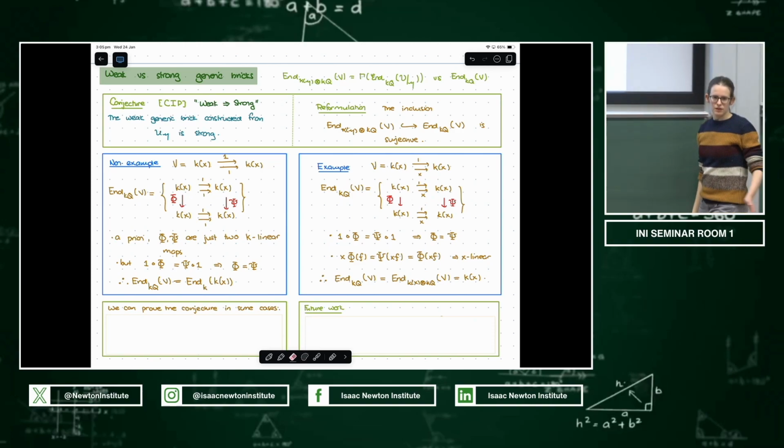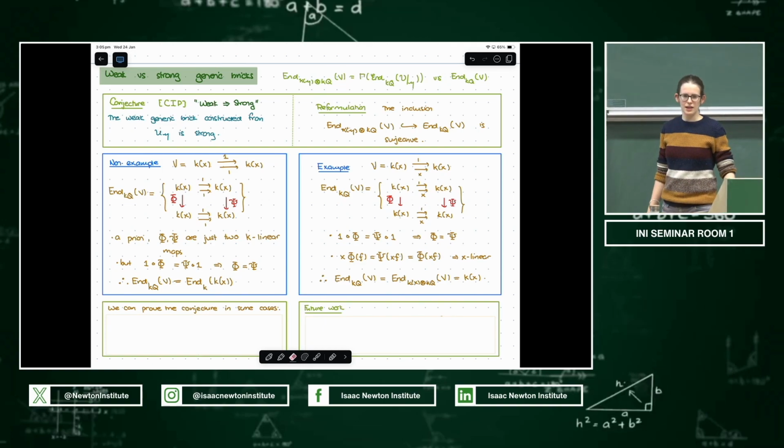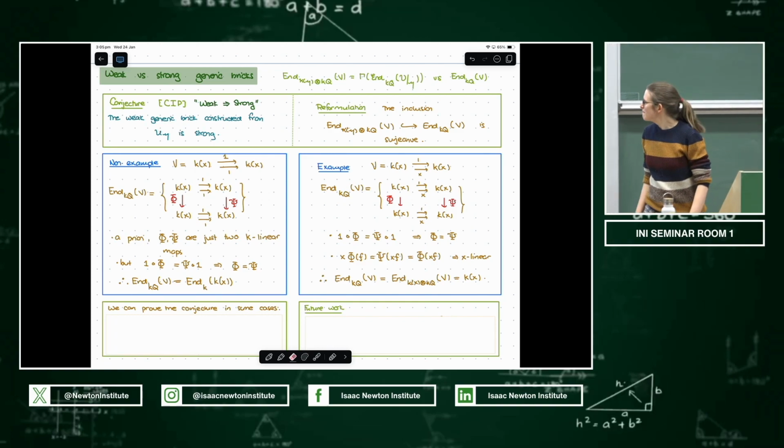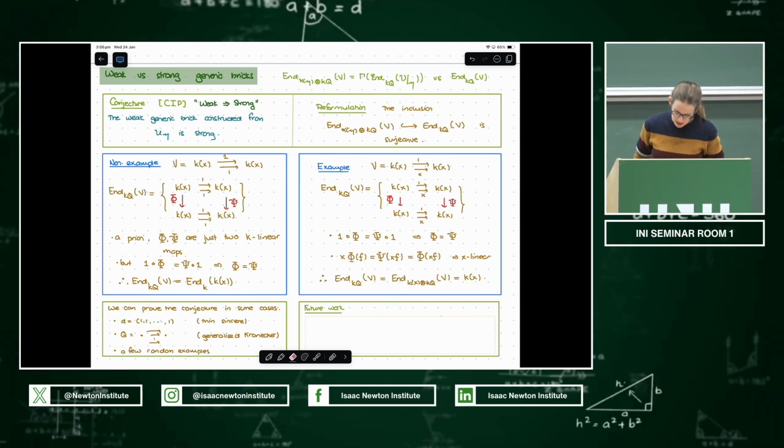We get a division algebra. So it works in this case. It works in all cases that we write down by hand. Occasionally it doesn't work, and then we realize that we made a mistake in calculating the example. So we can prove the conjecture in a few cases.